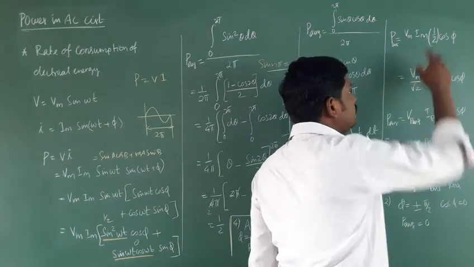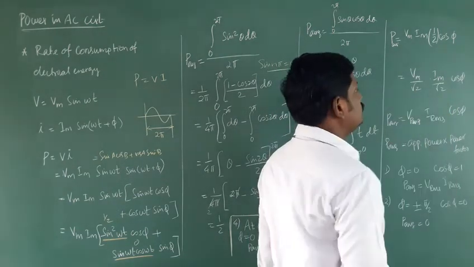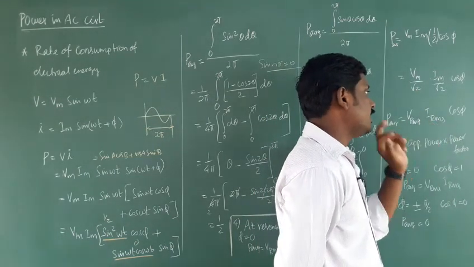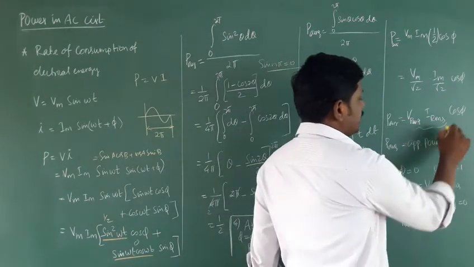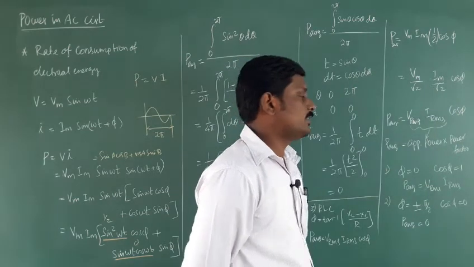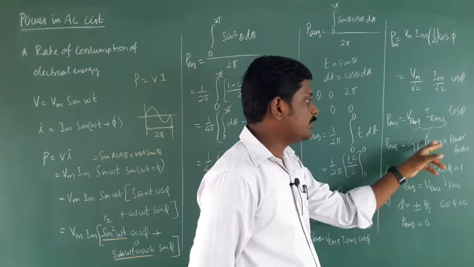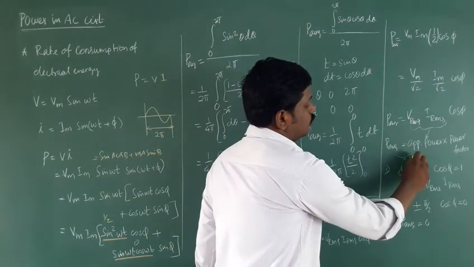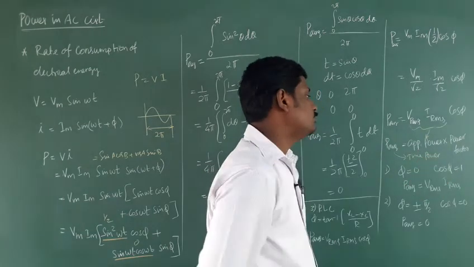So that 2 is split into root 2 into root 2. So Vm by root 2, Im by root 2. That Vm by root 2 is Vrms, and Im by root 2 is Irms, into cos phi. Then Vrms Irms is the apparent power, and cos phi is the power factor. So we can write P average equals apparent power into power factor. So P average is also called the true power of the circuit.